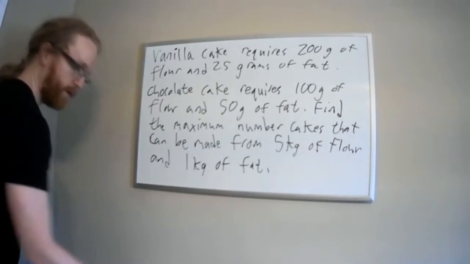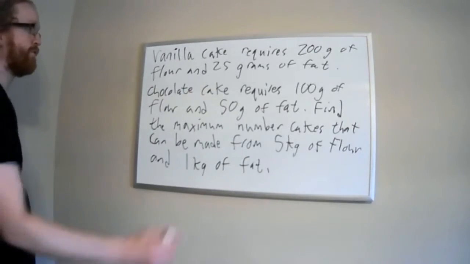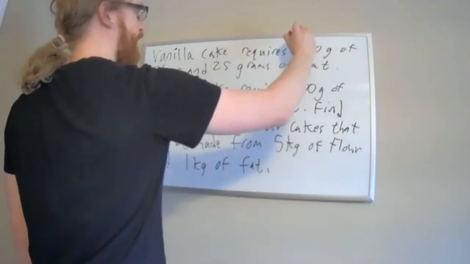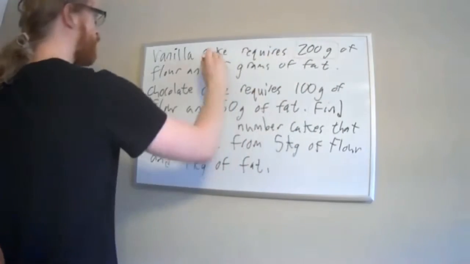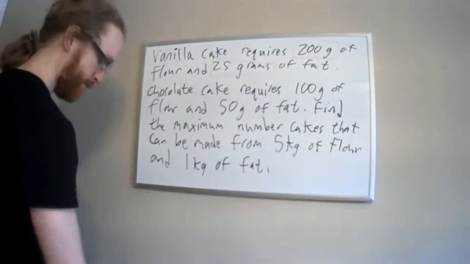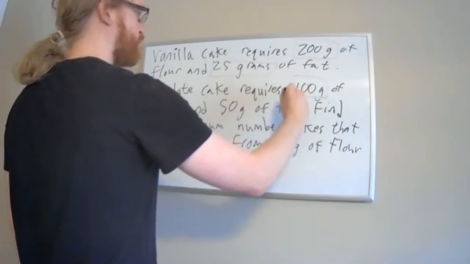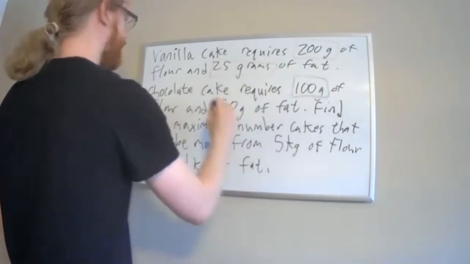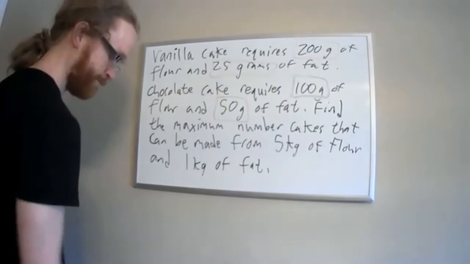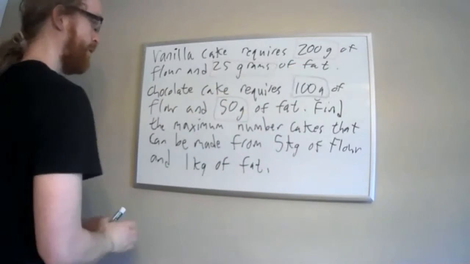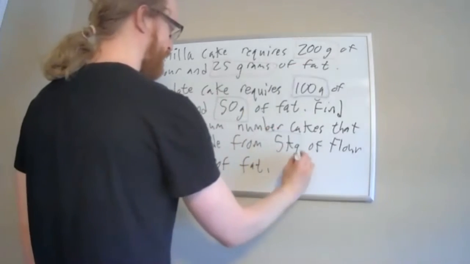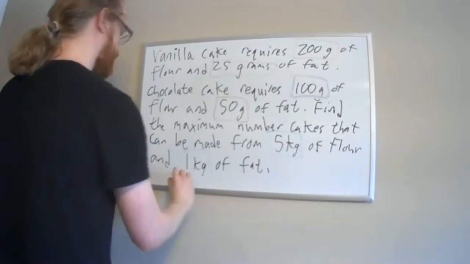So again, it's good to look at what our relevant information here is. We're told that a vanilla cake requires 200 grams of flour and 25 grams of fat. Chocolate cake requires 100 grams of flour. This purple marker might be dying on me. And 50 grams of fat. And finally, we're told that in total I have 5 kilograms of flour and 1 kilogram of fat.